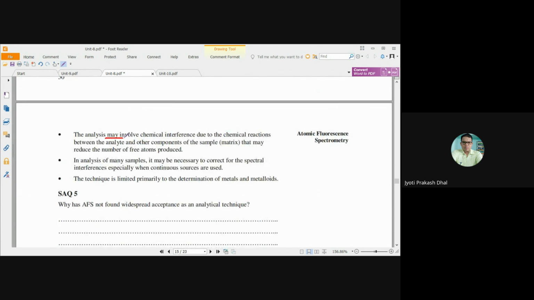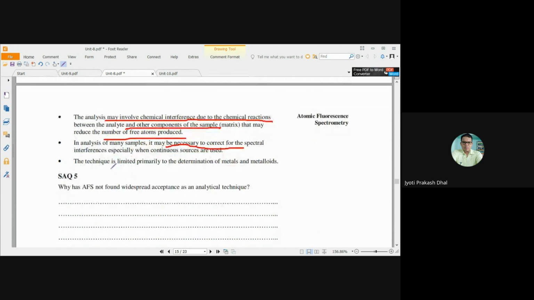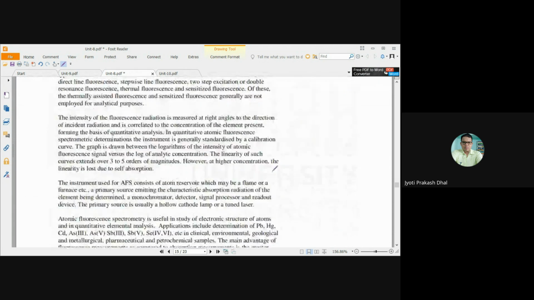The analysis involves chemical interference due to chemical reaction between the analyte and other components of the sample, that is called the matrix, that may reduce the number of free atoms produced. In the analysis of many samples, it may be necessary to correct the spectral interferences, especially when continuous sources are used. The technique is limited primarily to the determination of metals and metalloids.